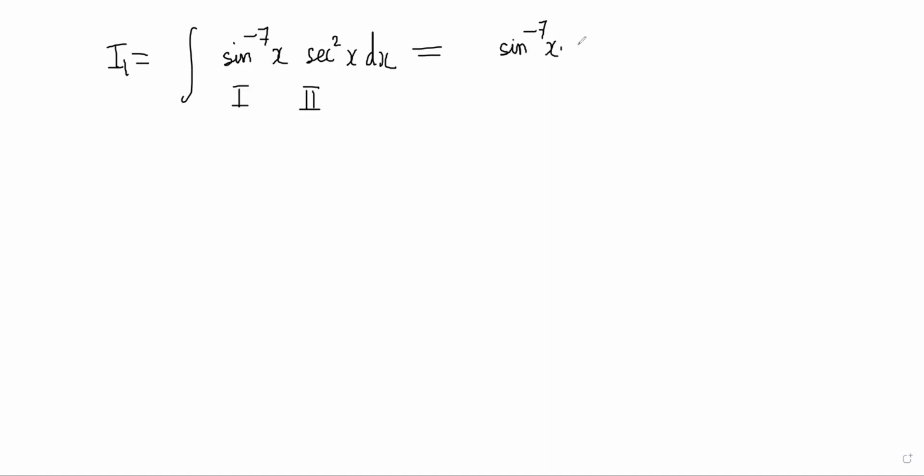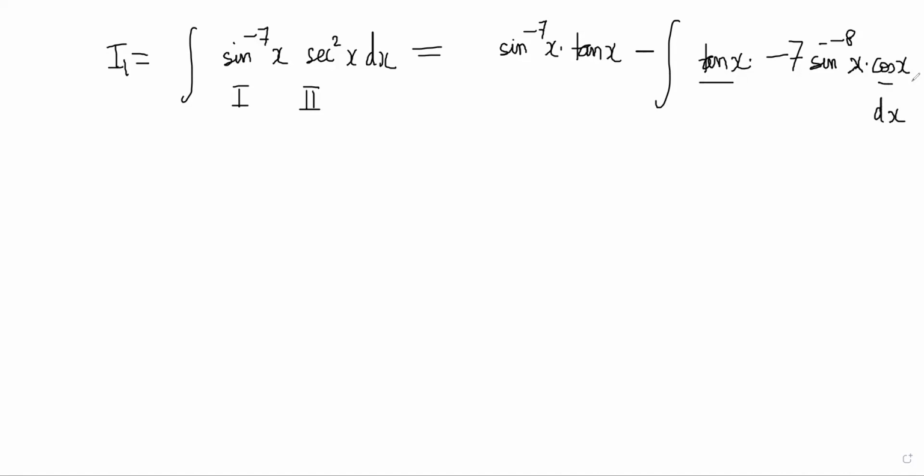So what I will do here is work on I1 and try to do it by integration by parts. So we have sine power minus 7x and sec square x dx. This is my first function. This is my second function. So integration by parts will give me the first function written as it is, and integral of the second function is tan x, minus tan x times the derivative of the first function, which will be minus 7 sine power minus 8x multiplied by the derivative of sine, which is cos x dx, right?